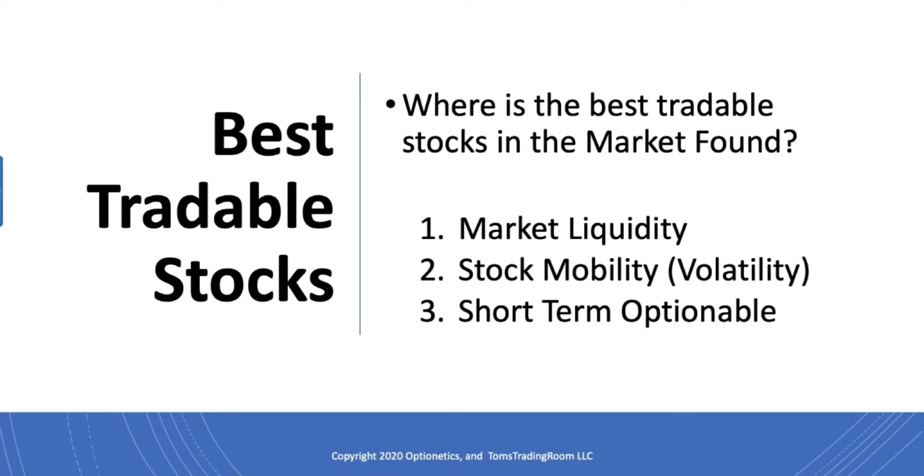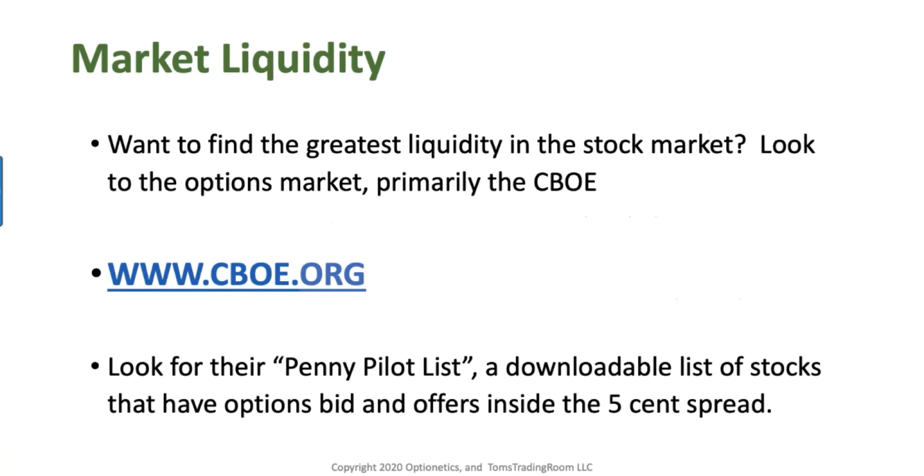Now, there are probably 20 to 25,000 stocks that are available for trading out there if you look at every single one of them. If you whittle them down, like I do, and you look at the 3 pieces where the best tradable stocks are found, you'll find that it's got to be market liquidity, stock mobility, and short-term optionable. What I mean by that is that we want to look for stocks that are very liquid, and options that are very liquid.